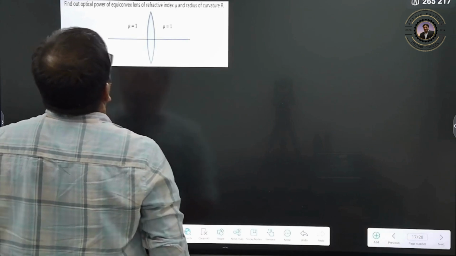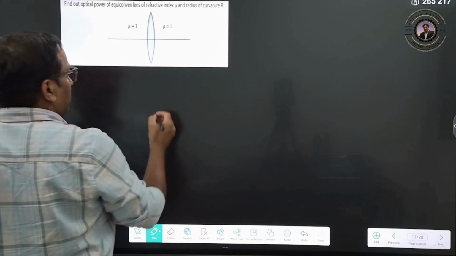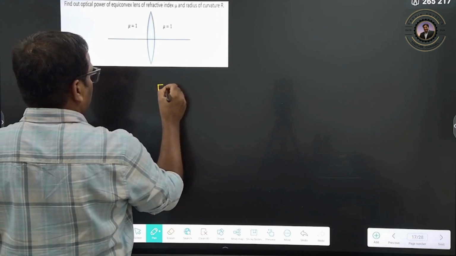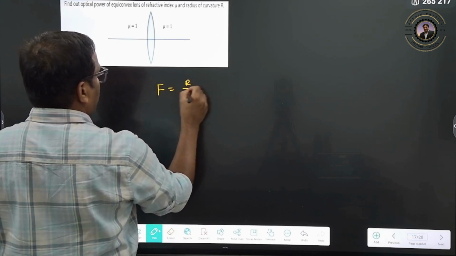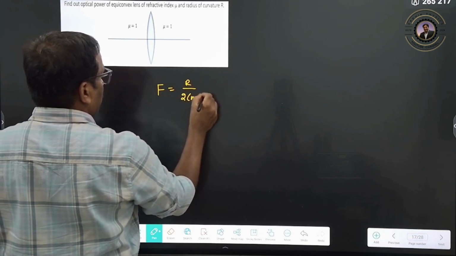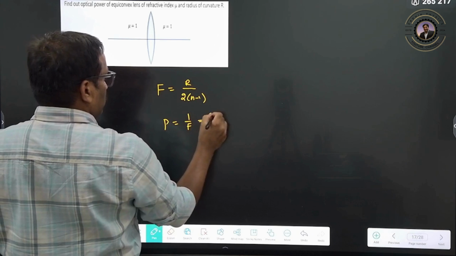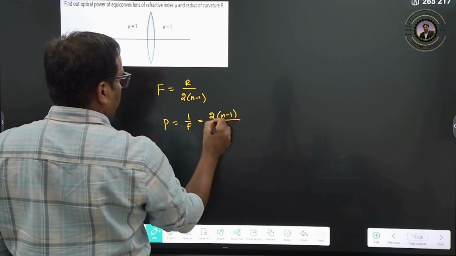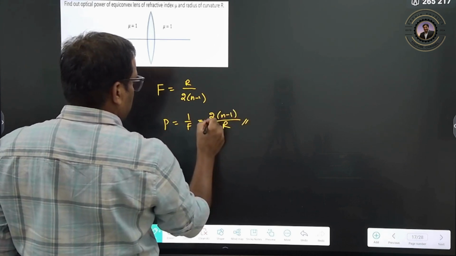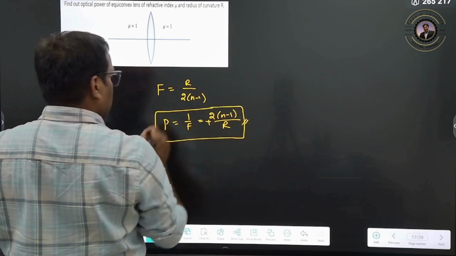Now equiconvex, same thing. So therefore the focal length will be equal to R by 2 of n minus 1, power will be equal to 1 by f. So 2 of n minus 1 by R. This is plus. Clear?